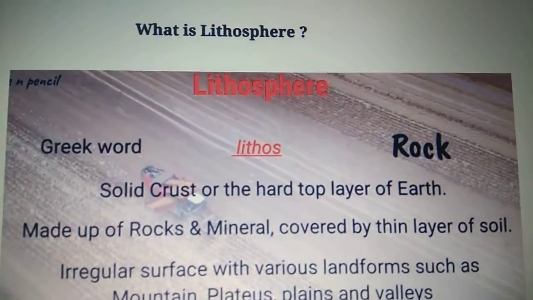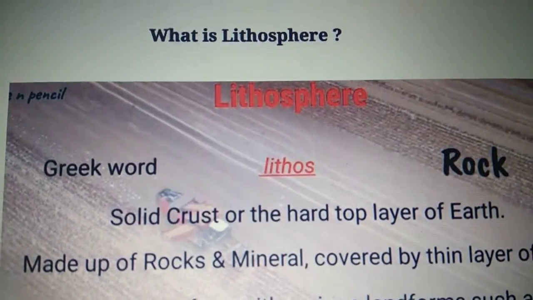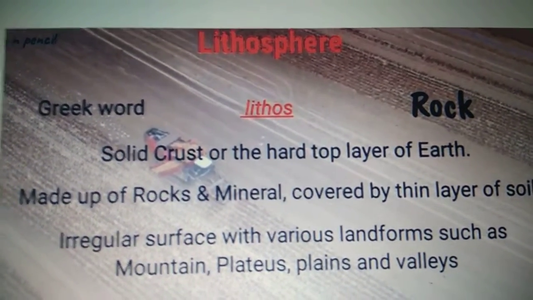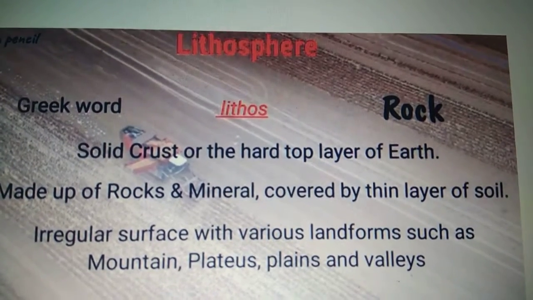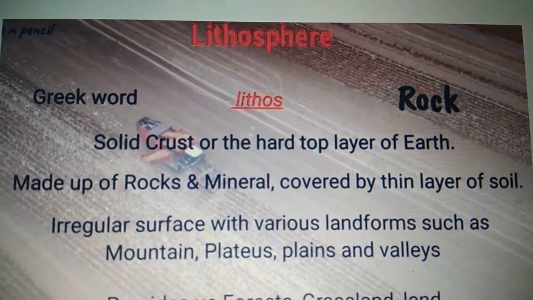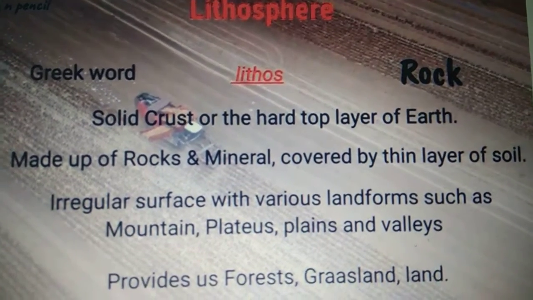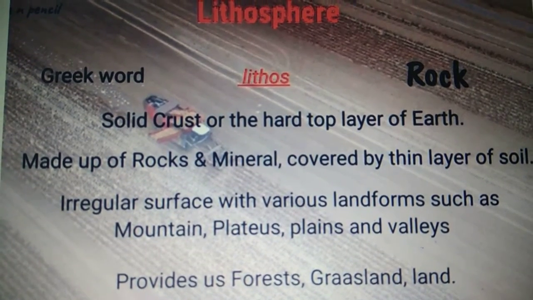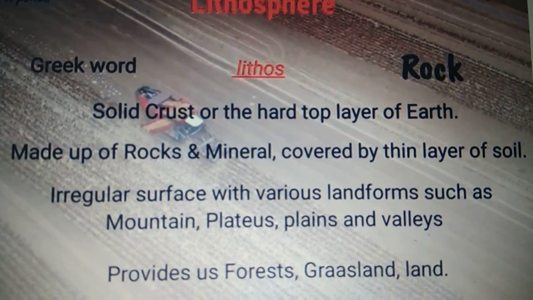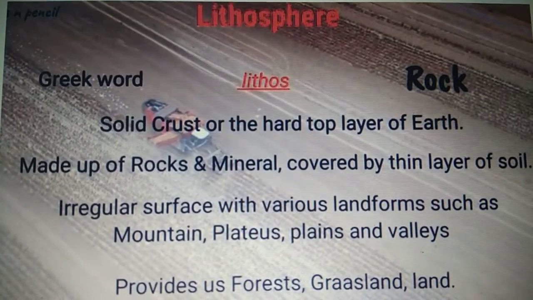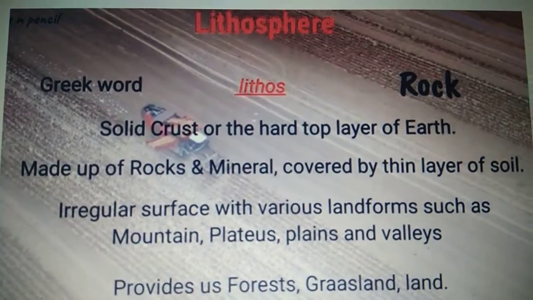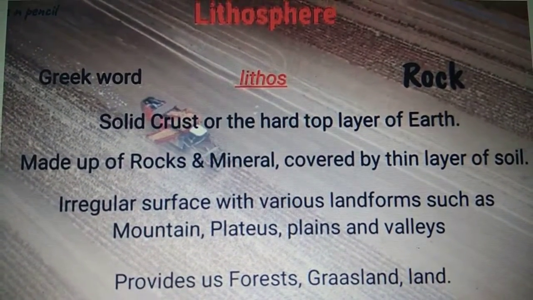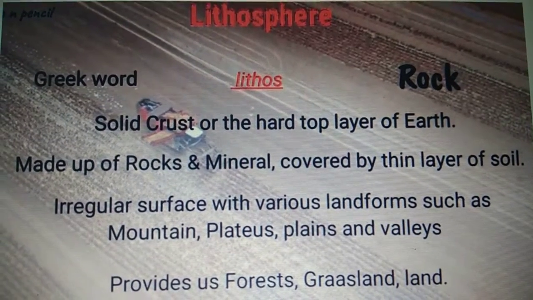Children, one of the free gifts of nature is land. It is also called lithosphere. Now what is lithosphere? We get this word from a Greek word called lithos, which means rock. Now lithosphere is actually basically land. And what is land? It is the solid crust or the hard top layer of the earth. You have learned the layers of the earth. The topmost, which is hard and solid, is the lithosphere. Okay, and it is made up of rocks and minerals, and it is covered by a thin layer of soil. Okay, and here we have irregular surfaces, and various landforms we find on the lithosphere.